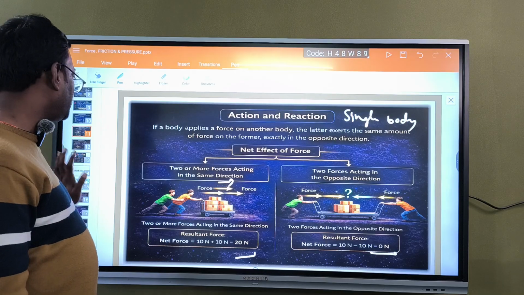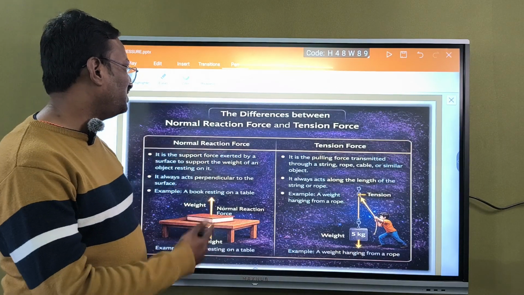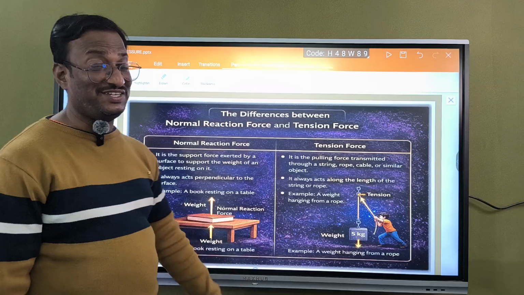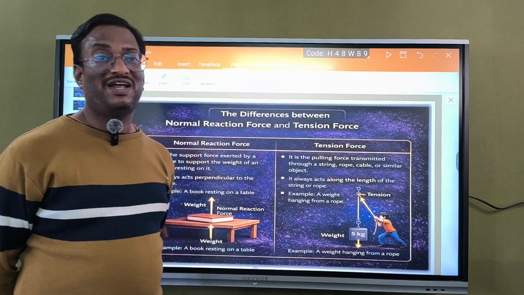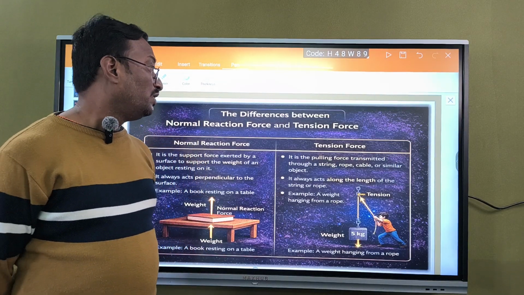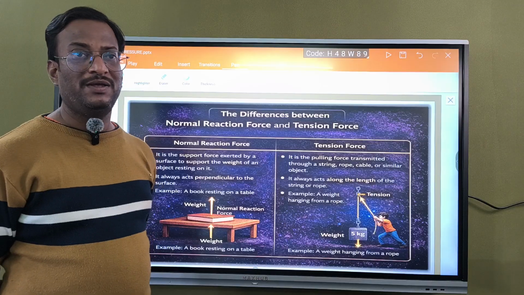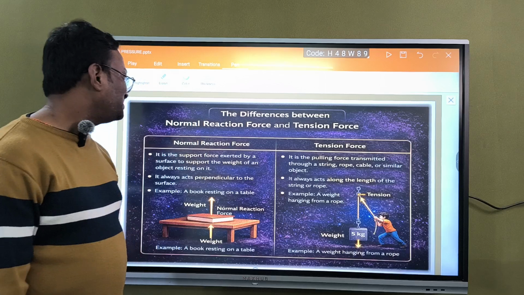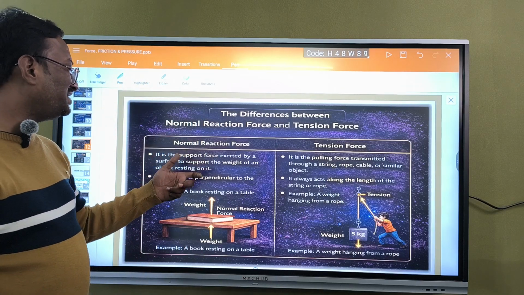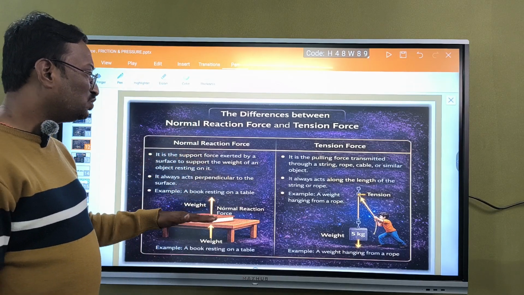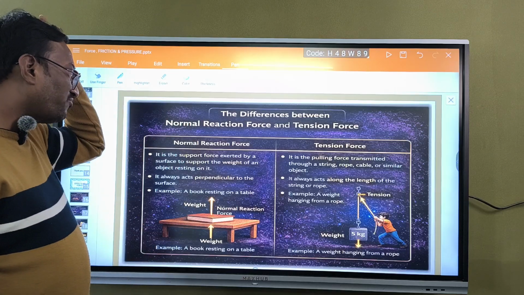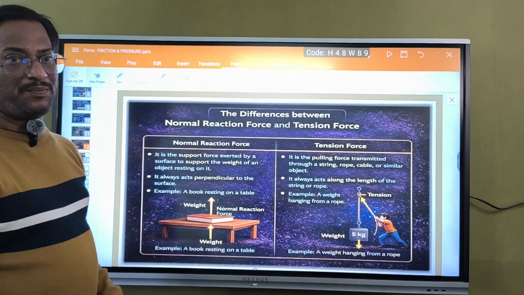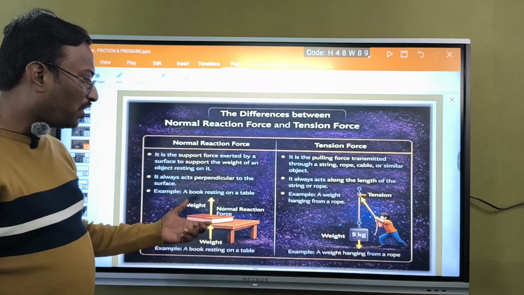Okay, remember that. Next thing is, what are the differences between normal reaction and tension? Here you are going to get new words. These are also different kinds of force only, but it is very interesting, children. Try to listen now. Normal reaction is the supporting force exerted by the surface to support the weight of an object resting on it. Suppose I have kept a book on the table.